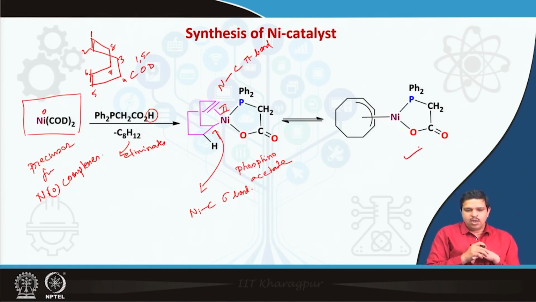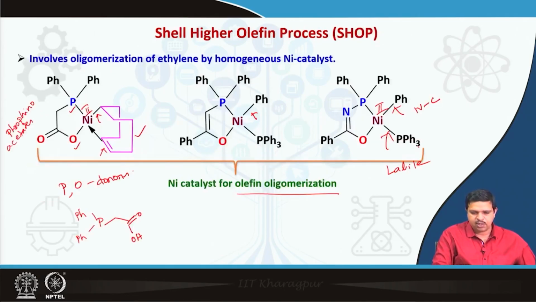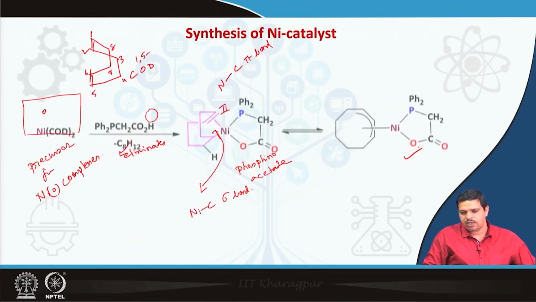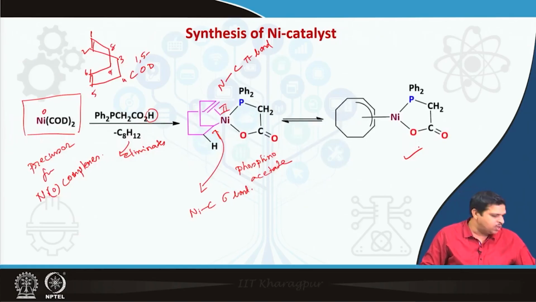Okay, so the nickel catalyst is very easy to synthesize. You start from the nickel COD, add phosphinoacetate or any other phosphinoacetate derivatives, and you can make your desired catalyst, and that's why it is so popular. Synthetically it is easy and also very effective.